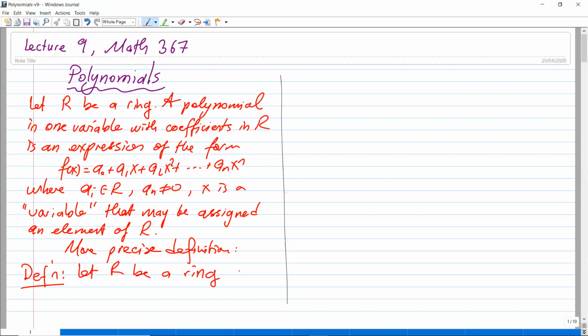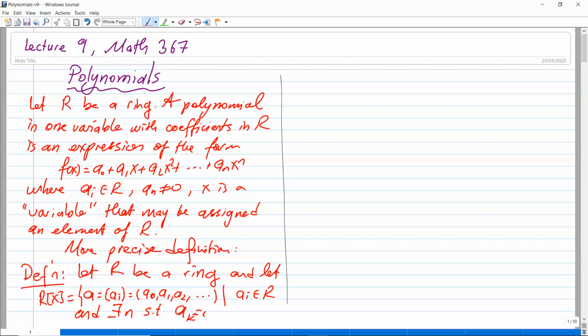Suppose for now, let R be a ring and let R[x] denote the set of elements defined as follows. It is the sequences a0, a1, a2, etc., such that these ai's are from the ring R, and almost all of these ai's are 0. That means only finitely many ai's might be non-zero, and all the rest are 0. Namely, there is an n such that ak is equal to 0 for k greater than n.